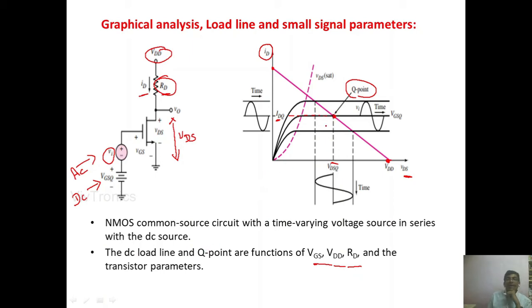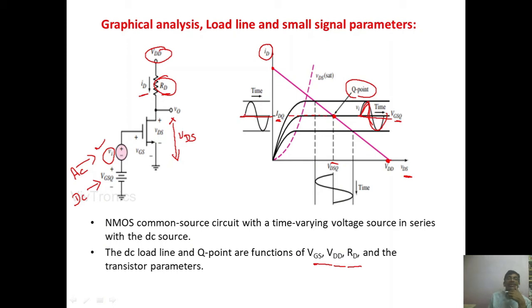So here, if you see, this is the Q point. On the DC reference line VGSQ, which means the gate to source DC reference line, we are going to apply the AC voltage Vi. This AC signal Vi is operating on this DC reference line VGSQ. When we apply VGSQ, we are getting the instantaneous ID current, which has the reference of IDQ, where IDQ is the DC output current.